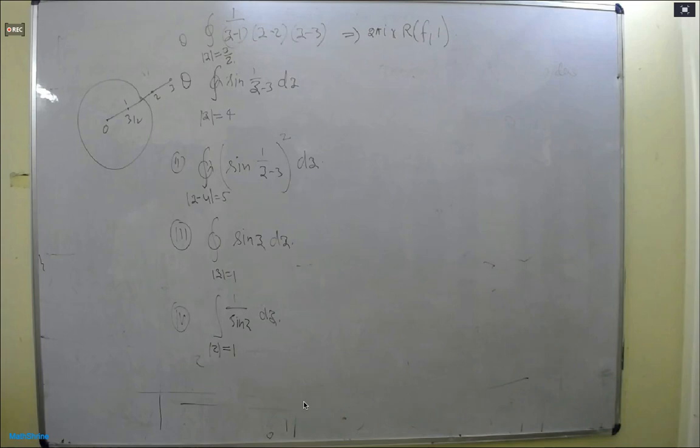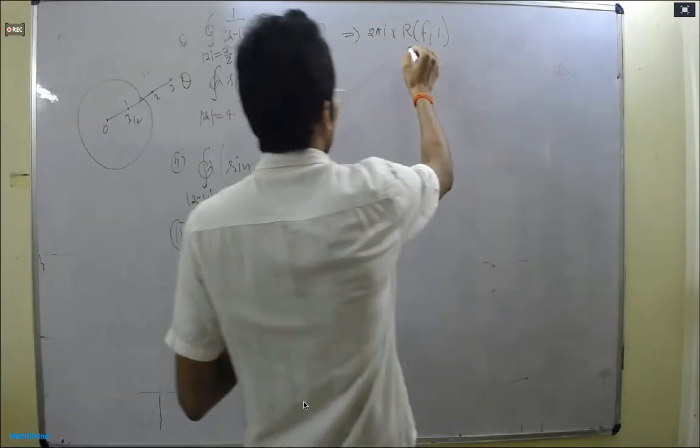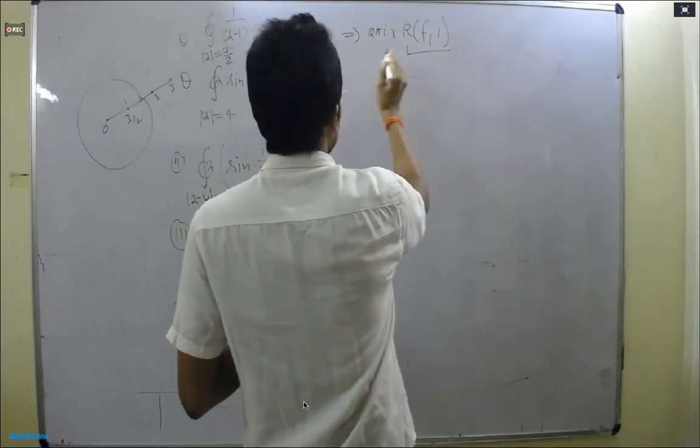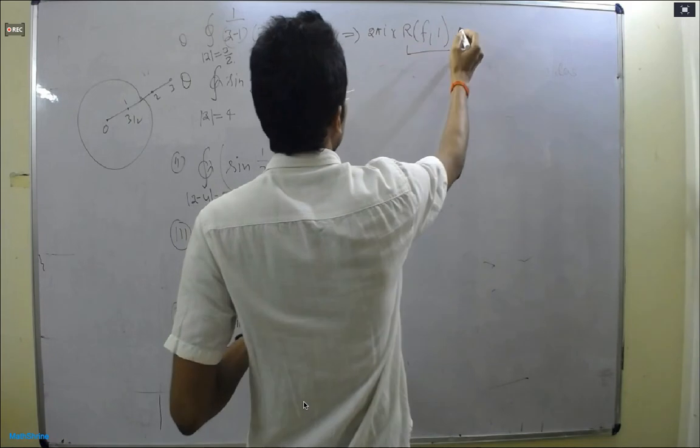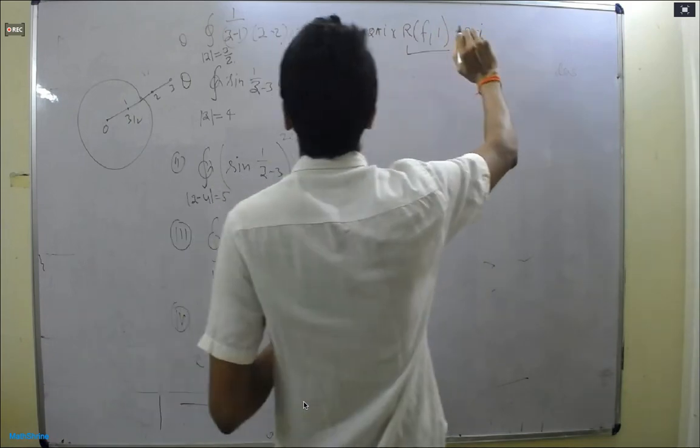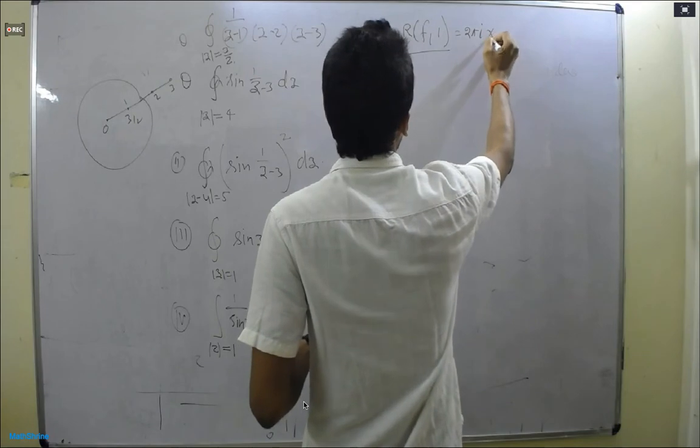This is the thing that I told you. If you can calculate, this will come out 2 pi iota into 1 by 2. So this will be simply pi iota. You know how to calculate this.